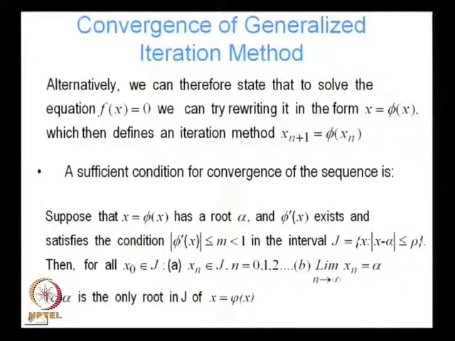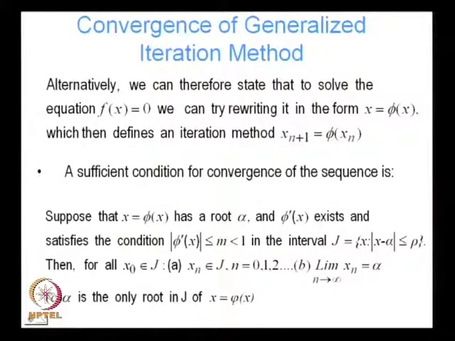So, mod phi prime(x) is less than m, which is less than 1, in the interval J, where J is such that any x belonging to J has its distance from alpha less than some value rho. So, if I take alpha as the center and draw a circle with radius rho, we are considering all the x's which lie within that circle, and we are saying that for all those x's, the derivative phi prime(x) is bounded and is less than some constant m, which is less than 1.